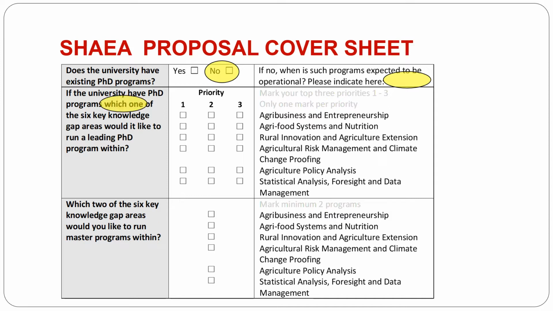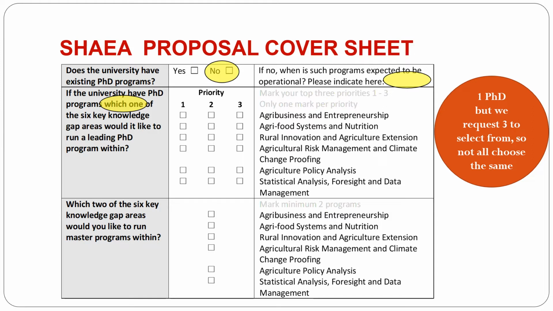So here first you are asked about PhDs, and you are only required to run one PhD program. That is why it says which one of the 6 key knowledge gap areas would you like to run a leading PhD program within. So you write your first priority, the second priority, and the third priority. The reason why we are requesting you to have 3 different priorities is that we need to have something to select from, as we can't have 3 regional anchor universities in the same region running the same PhD program. So you need to run one PhD program, but you need to indicate 3 PhD programs that you potentially can run and put priority 1, 2, and 3.